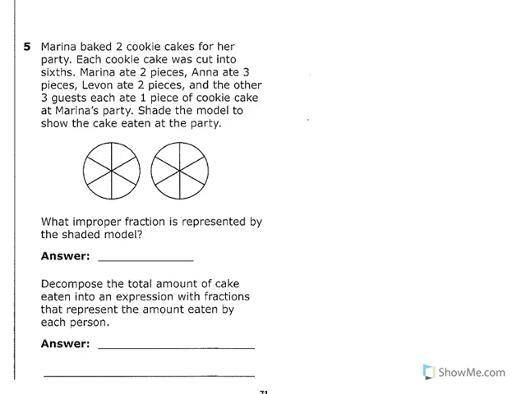Question number 5. Miranda baked 2 cookie cakes for her party. Each cookie cake was cut into 6. Miranda ate 2 pieces, Anna ate 3 pieces, Levon ate 2 pieces, and the other 3 guests each ate 1 piece of cookie cake at Miranda's party. Shade the model to show the cake eaten at the party.